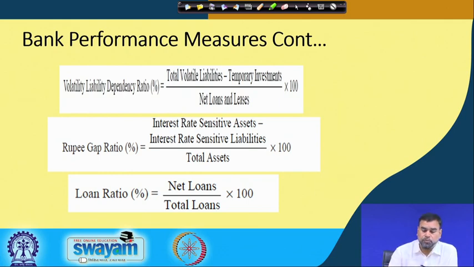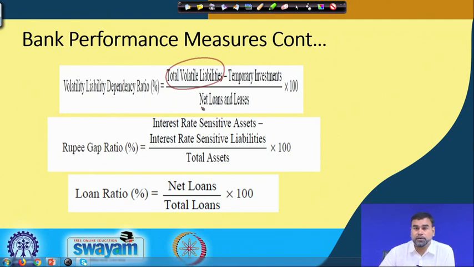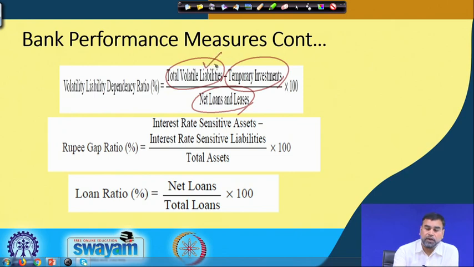So, here you have the total volatile liabilities, in the sense of the particular liabilities whose value is highly volatile, and how much liquidity we have, which is measured through the temporary investments, and how many loans and leases we have made in that particular time period. We have to see that if these liabilities are highly volatile, with the value frequently changing, how much investment we have made in liquid assets to fulfill that gap. So, that basically shows how far the bank is prone to liquidity risk.